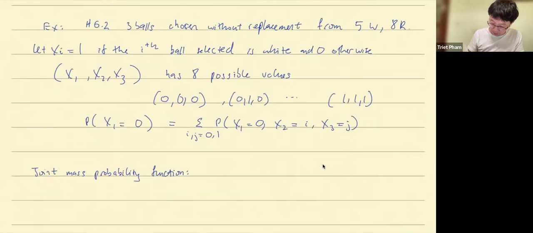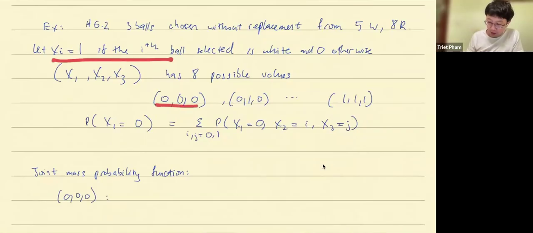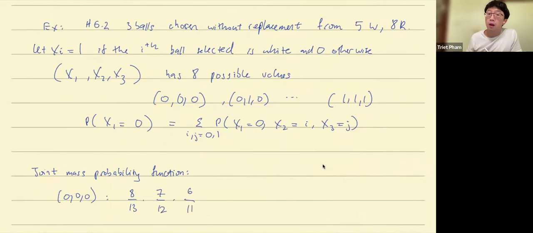So for example, 0, 0, 0, right, will be what? So 0, 0, 0 means all three balls selected without replacement have to be red, right? So something like 8 over 13 times 7 over 12 times 6 over 11, right? 0, 0, 1, for example, right, will be the first two selected are reds, but the last one will be white, right?